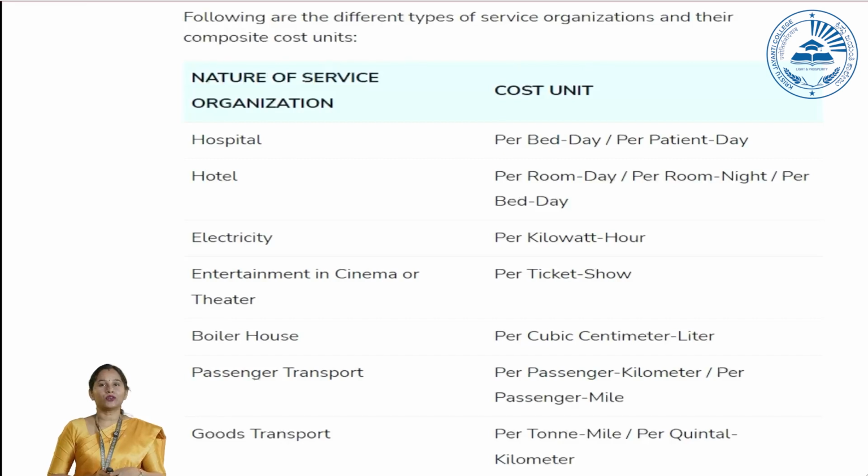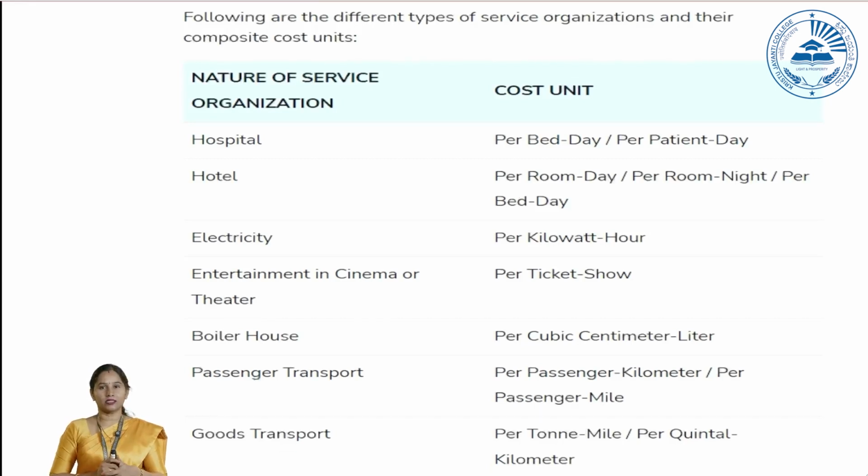The different types of service organizations and their composite cost units. So what is meant by composite cost unit? I hope you remember there are two characteristics involved. Let's start with the first example, hospital. Cost per unit will be calculated under the hospital industry like per bed, how much is the cost per day. If it is the hotel industry, what is the cost per room per day?